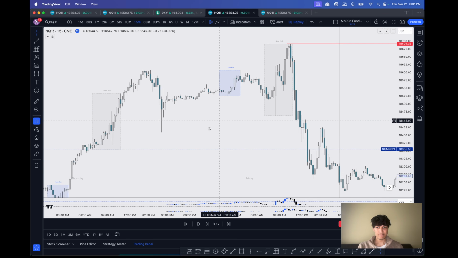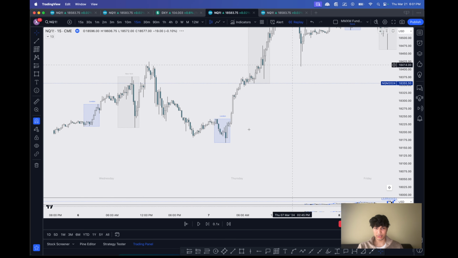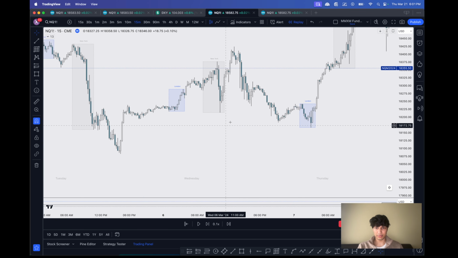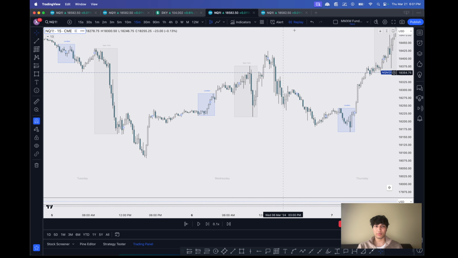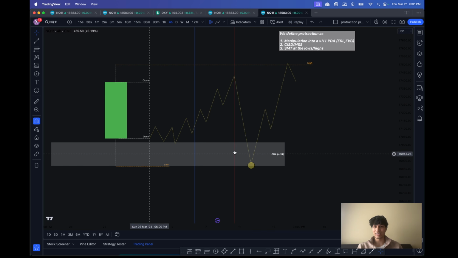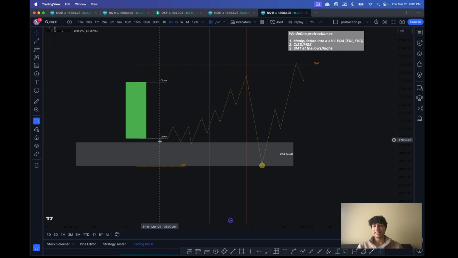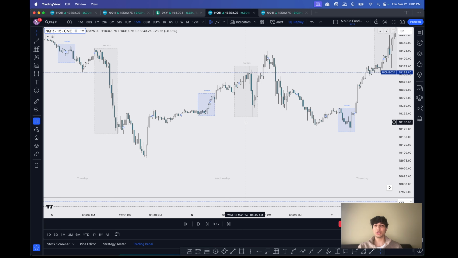Okay, let me find a nice example of a, there we go. Here's a very, very clean looking Judas swing profile. Now again, this is the one I have illustrated here, and we can see that London displaces towards the draw on liquidity before offering a meaningful manipulation into a higher time frame PD array. Therefore, if London does not manipulate, we expect New York to.